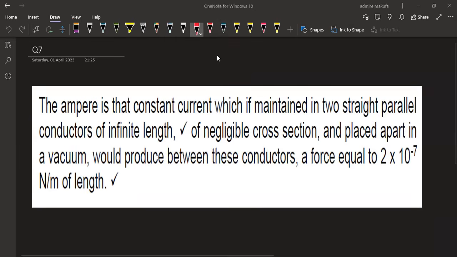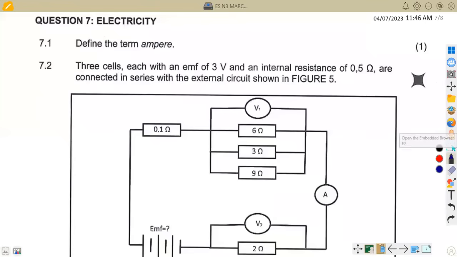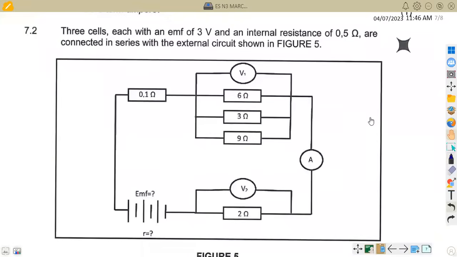All right. Let's get back to the question. We are given in this case 3 cells, each with an EMF of 3 volts and internal resistance of 0.5 ohms, connected in series with an external circuit as shown. So they are in series in this case, and each cell, there are 3 of them, is having 3 volts. So which means our EMF, which is E in this case, is going to be 3 times 3, which is 9 volts. So here we are going to have 9 volts.